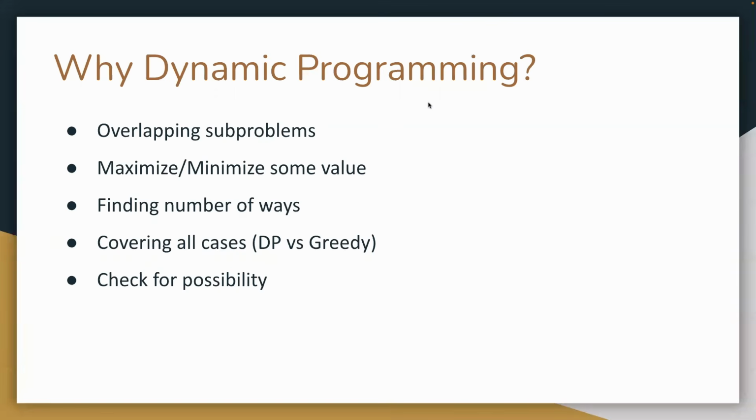Like I already told you, if you have the answer to a certain problem, you would not want to calculate it again, right? So let's say your current problem is dependent on 3 other subproblems. Now, if you know the answer to a particular subproblem, you would not want to calculate it again. That's exactly where DP is used.